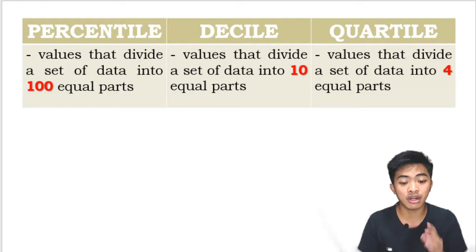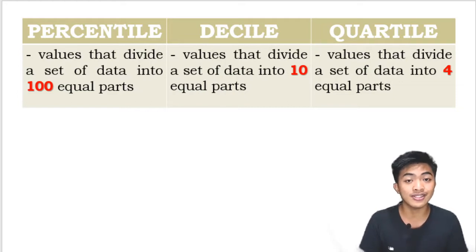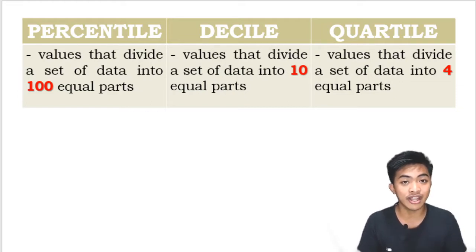Decile naman, those are values that divide a set of data into 10 equal parts. Don't forget the keyword dec. Dec is 10. Kaya nga ang decagon has 10 sides. A decade has 10 years. So kapag ka-decile, those are values that divide the dataset into 10 equal parts.